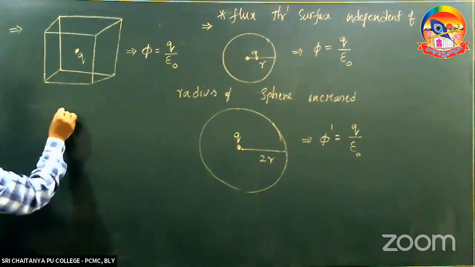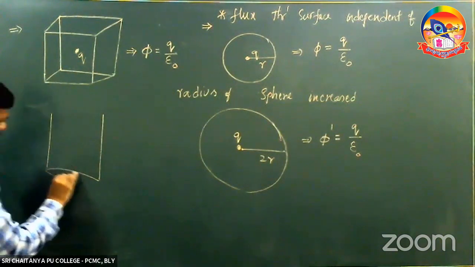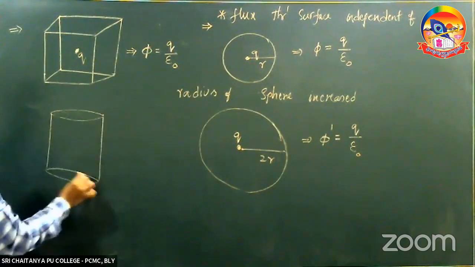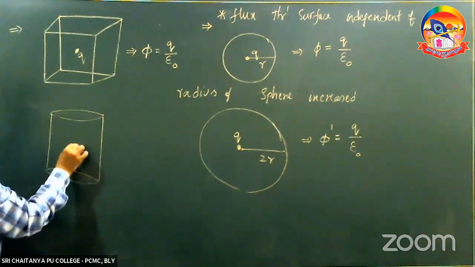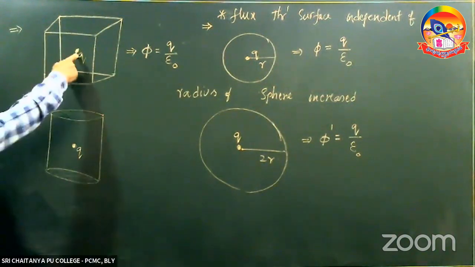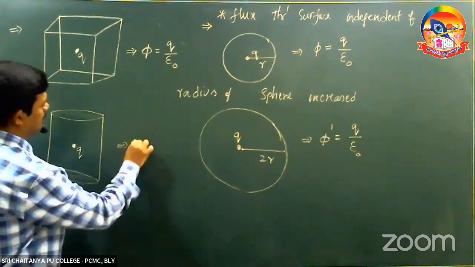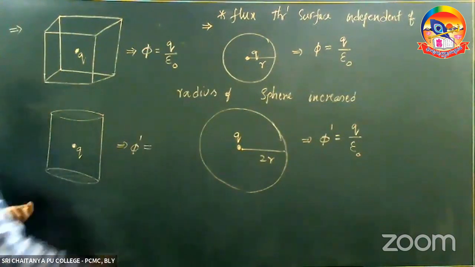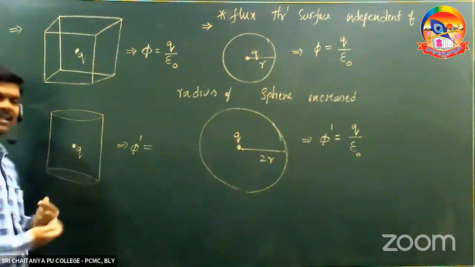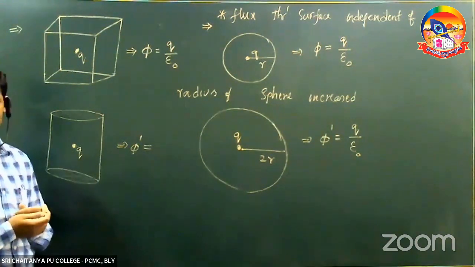Now the charge is shifted to a cylinder, a closed cylinder. Now I place the charge here, the same charge shifted into a cylinder. What is the flux? Simple thing. We know flux is independent of the shape of the cylinder. Yes or no?